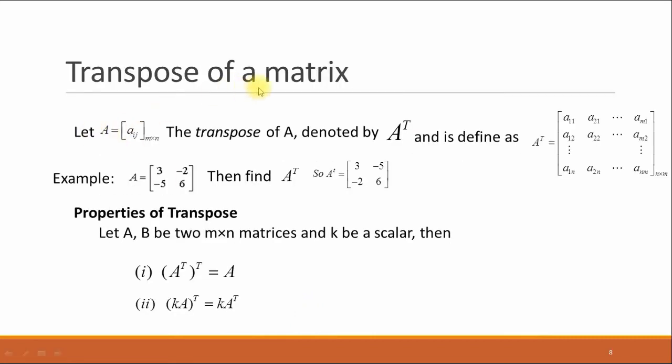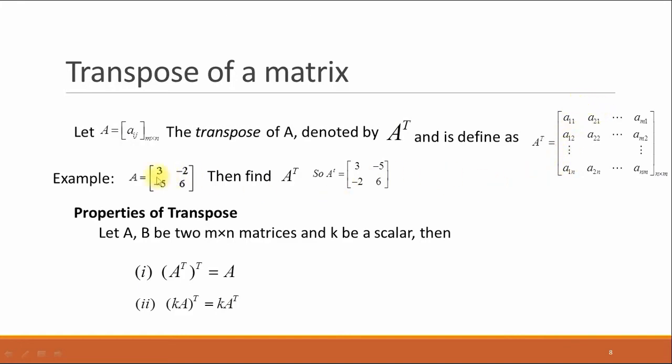Now, transpose of a matrix. Let A be a matrix of order m by n. The transpose of this matrix A, denoted by A transpose, is defined as A transpose is equal to A11, A21, and so on up to Am1. Dear students, this is the row of the original matrix A11, A12 up to A1n. This is the row of the original matrix, but in the transpose we shift the row into the column.